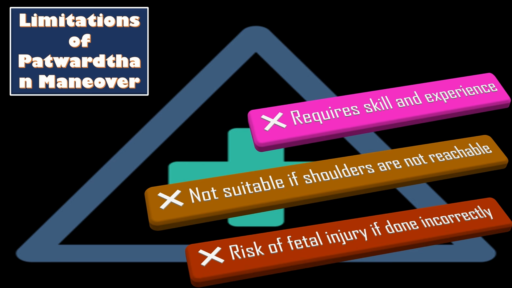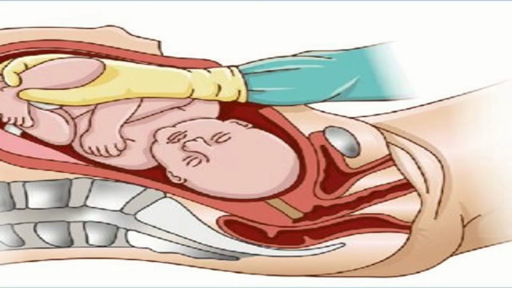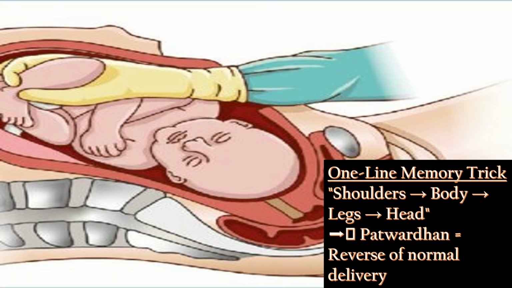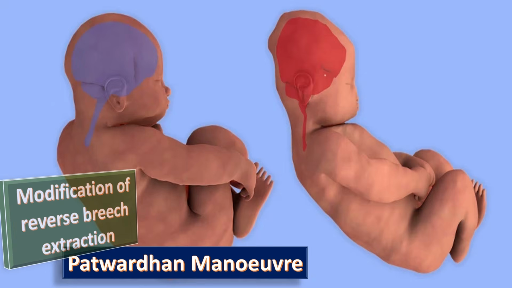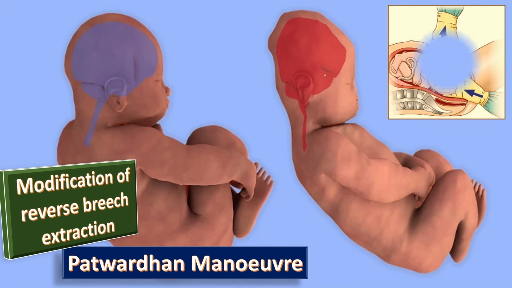So, a one-line memory trick about the Patwardhan maneuver is that in this maneuver, the shoulders are delivered, followed by the body, then the legs, and then the head. So, the Patwardhan maneuver is in fact the reverse of normal delivery. It is in fact a modification of reverse breech extraction. The arms are delivered first, not the legs.